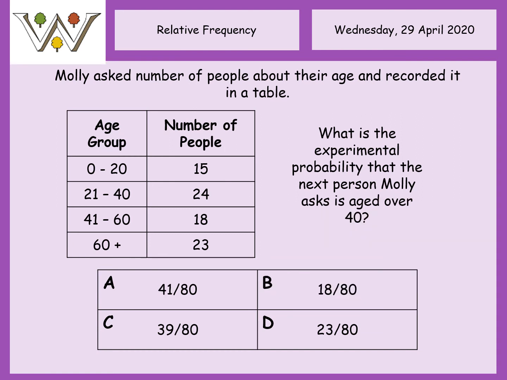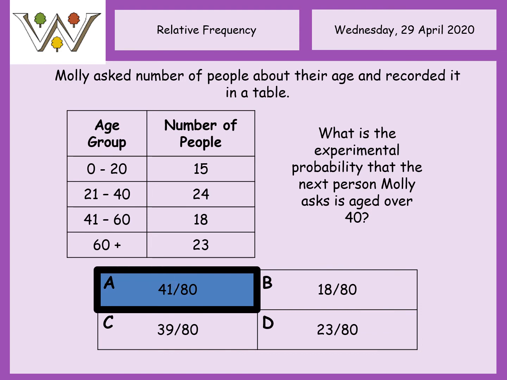What's the experimental probability the next person Molly asks is aged over 40? So 40 to 60, that's 18. So 18 out of 80, that's B. So one of the important things to do when you're particularly asking statistics questions like this is to make sure that you've fully read and fully understood what they are actually asking. So over 40 is 41 to 60 and more than 60. So you've got the 18 and the 23 together to make the 41. So always be careful to read the question.